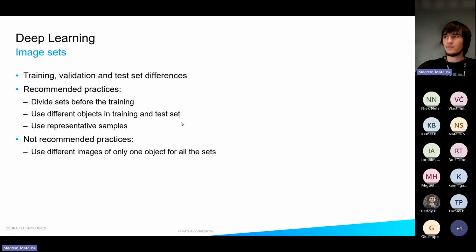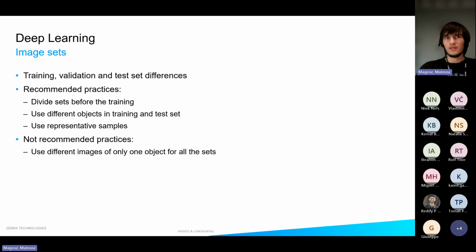I think one of the most important ones is the second one. So have different objects in training and test set. By different objects, I mean, let's say you're analyzing bananas. You want to have as many unique images of unique bananas as possible. So we don't want to have just, let's say, one banana, take 100 images of it and put them all in your training and test set. You would like to have 100 unique bananas, take 1 or 2 images of each of them, and divide them into training and test set.